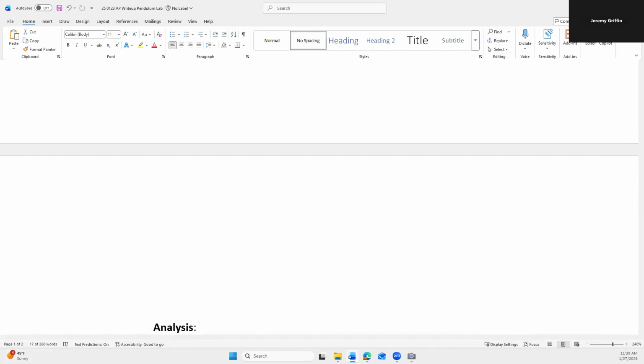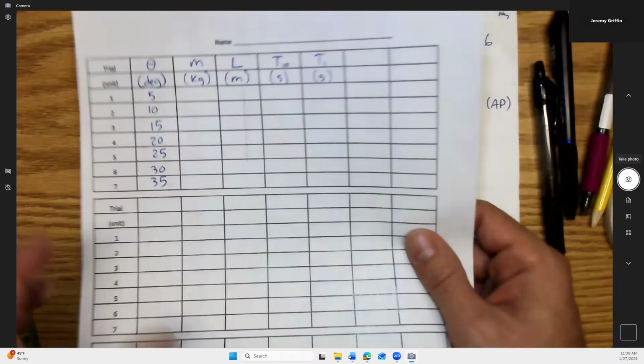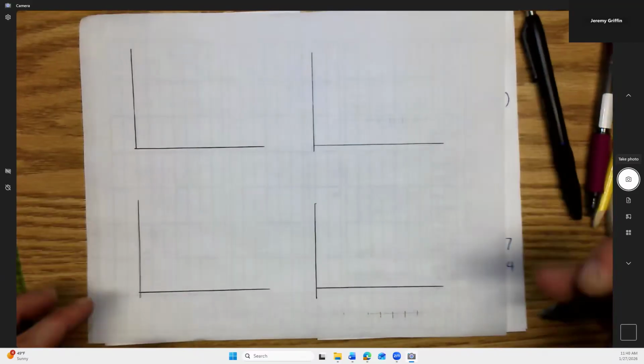But to do that, we got to get the graphs. So let's put these graphs together. All right. You guys ready to get some graphs together? Yeah. Graph time. All right, so of course you guys got a table. If you flip the table over, then there's space for 4 graphs.